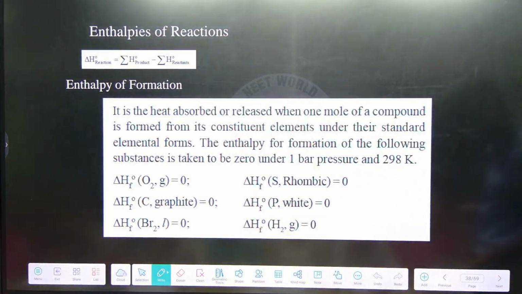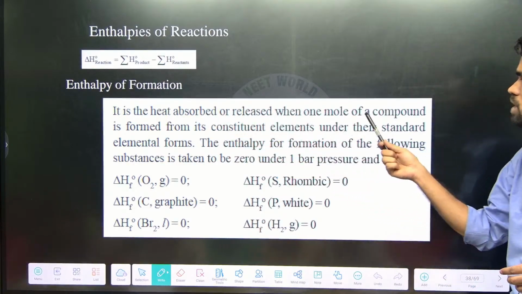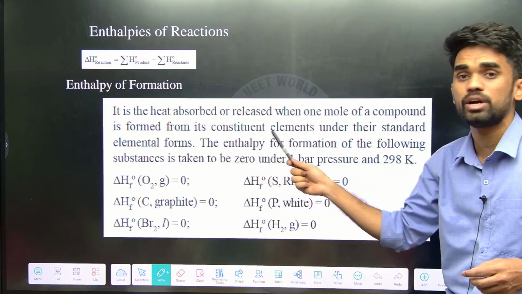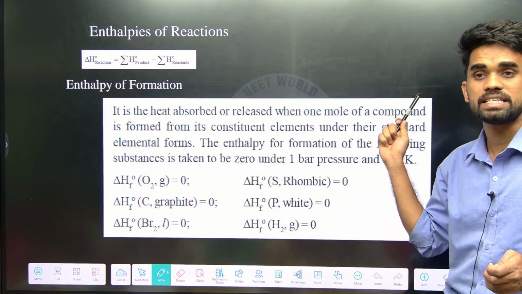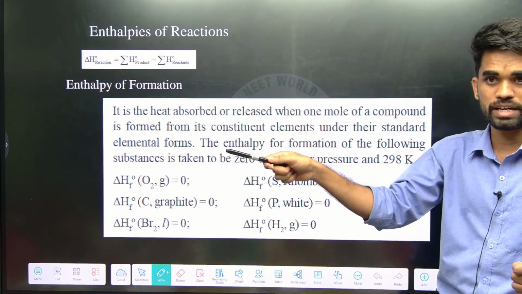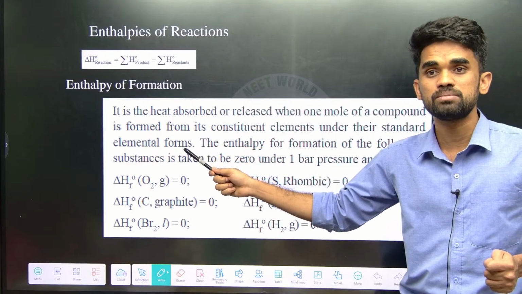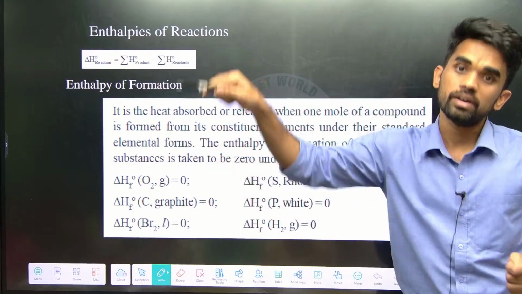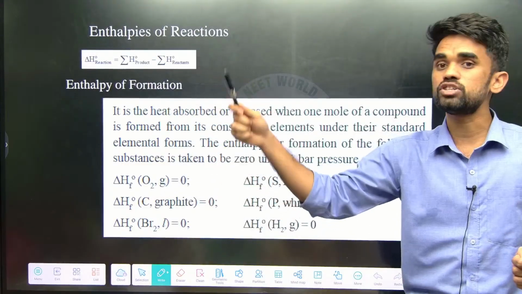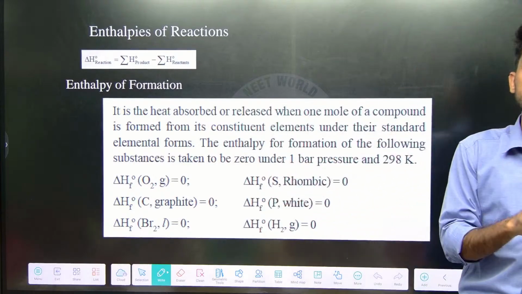What does this line say? Read it once. What do we mean by enthalpy of formation? It is the heat absorbed or released when 1 mole of a compound is formed from its constituent elements. In the previous case, HCl, what are the constituent elements? It is forming from its constituent elements under their standard elemental forms. What are the standard elemental forms? H2 gas, Cl2 gas. They should be in the standard elemental forms only. Okay, then only we can say it is the enthalpy of formation.